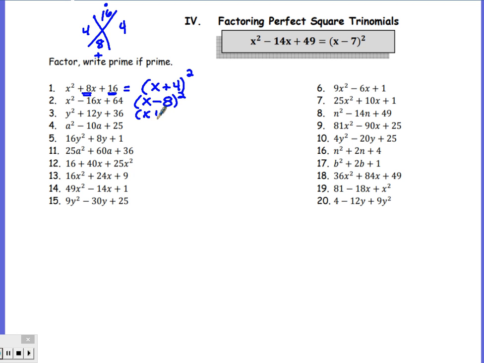All right, x plus 6, quantity squared. 6 times 6 is 36, 6 plus 6 is 12. All right, so if you want to practice some of those, oh, all of a sudden this one looks different. Let's look at this one real quick.